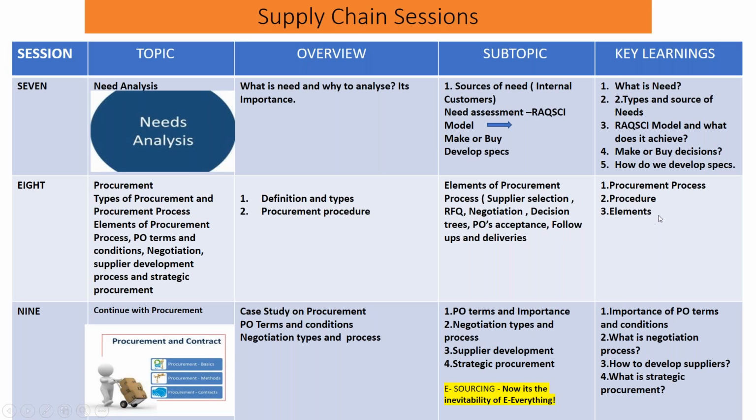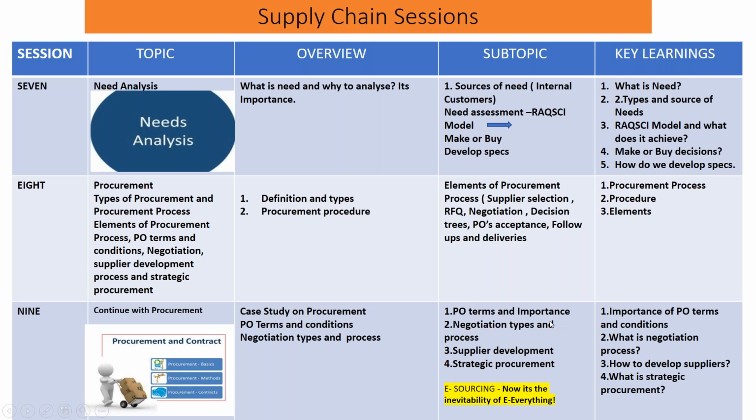What is a perfect process? Nothing is perfect, but what is more or less the correct process of procurement? That we will talk about. There are some best practices known. We will discuss that, standard operating procedures, because that will help you to improve your performance and the organization's output in terms of meeting its objective. And then we'll take a case study on procurement, PO terms and conditions, negotiation types and processes.